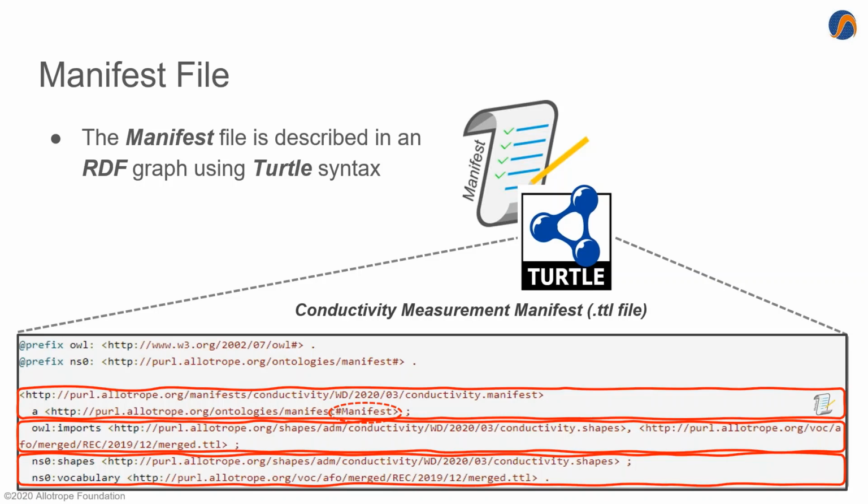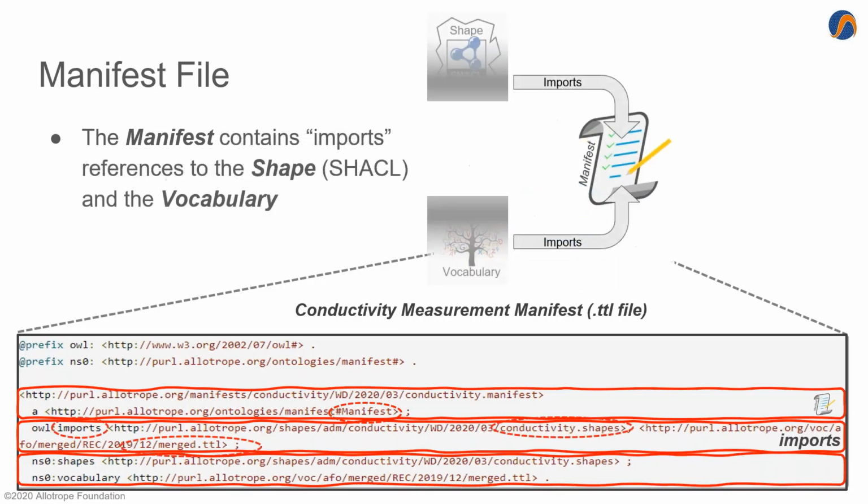We have three triples. We have the triple that states this is a manifest file. The next set of triples says that the manifest file imports two files: the conductivity shape, and this is a manifest for the conductivity measurement, and the merge TTL. What are those two files? One of them is the shape file, and one of them is the vocabulary. The conductivity shapes is the shape file, and the merge is the vocabulary.